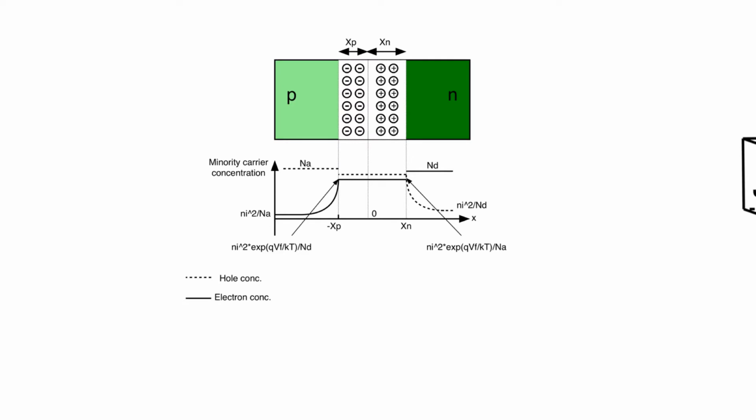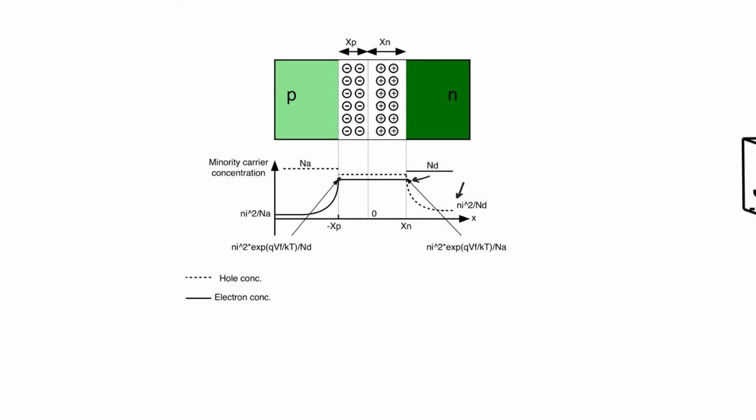So in the previous video, we concluded that when we apply a forward bias equal to Vf, the minority carrier levels at the interface between the neutral zones and the depletion region increase exponentially. And so, whereas the equilibrium level of holes at the n side is ni squared over Nd, this level rises to ni squared over Nd times e to the power of qVf by kT.